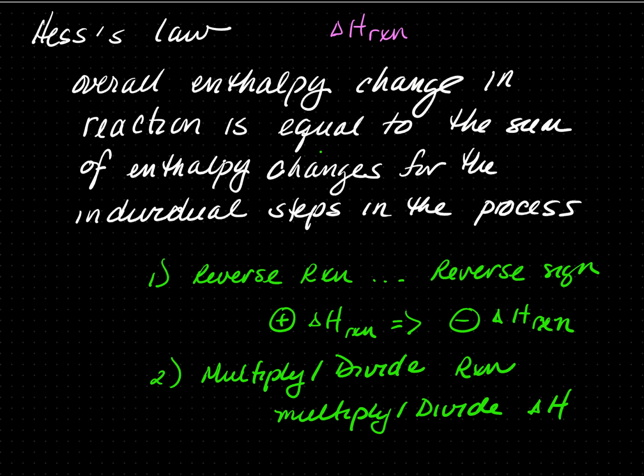So a couple rules we need to follow: number one, if we reverse the reaction, the sign of the delta H must change. So if it was a positive delta H reaction in the forward direction, in the reverse direction, it must be negative. If I multiply or divide the reaction, I must multiply or divide the delta H, because remember, it is per mole.